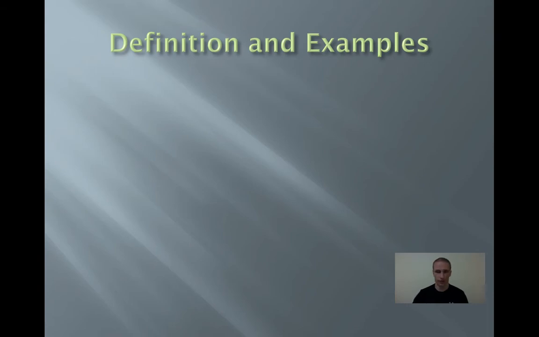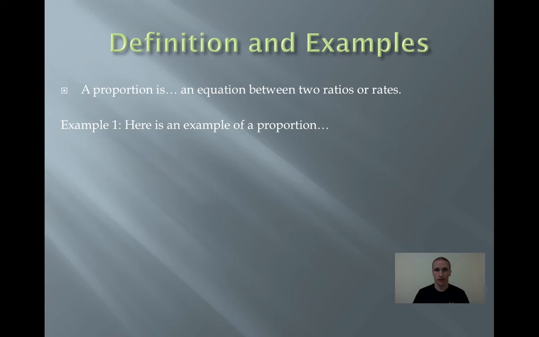So first let's start with some definitions and examples. A proportion is an equation between two ratios or rates. So here's an example of a proportion. $2.85 for 3 pencils is equal to $0.95 for 1 pencil. You can see that they are equivalent to each other because if you were to divide 3 by 3 and divide $2.85 by 3, you'd get the numerator and denominator that you see here.